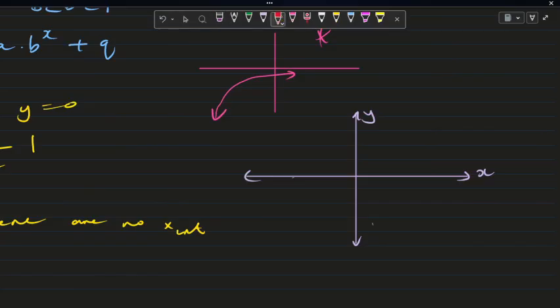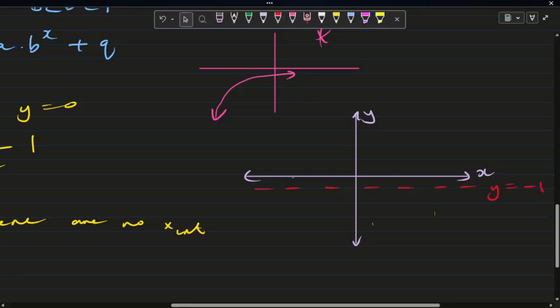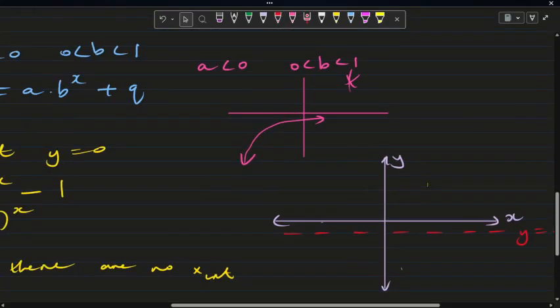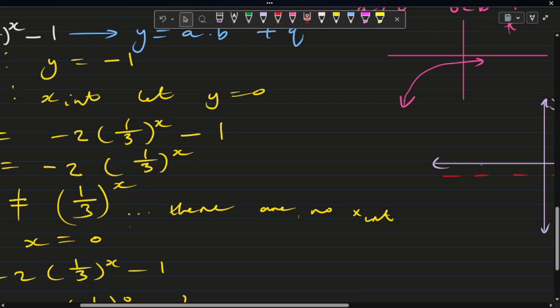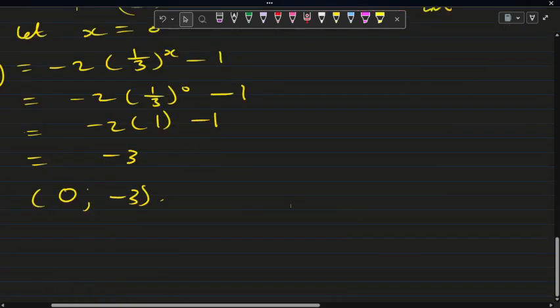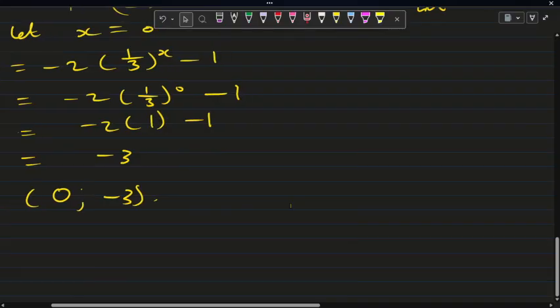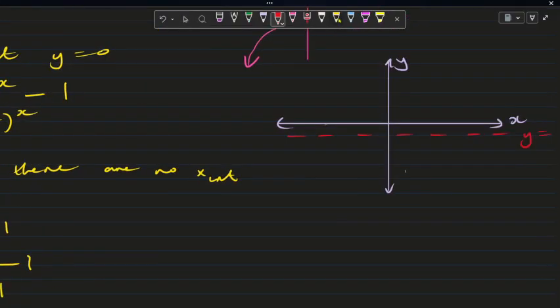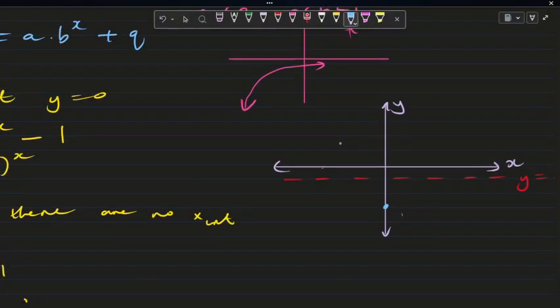And then we can insert the asymptote. The asymptote is y is equal to what? Y is equal to minus 1, I mean. So the asymptote will be y is equal to minus 1, just over here. So y is equal to minus 1, like that. And then we have determined the y-intercept to be at y is equal to minus 3. Okay, so we have a point here. So we have, this is minus 1, minus 2, so minus 3 will be somewhere over there.